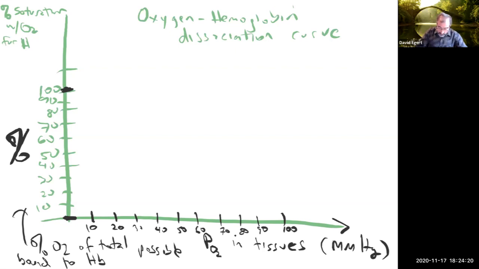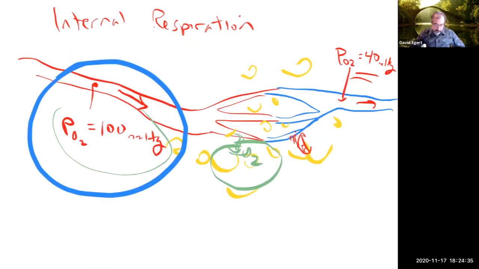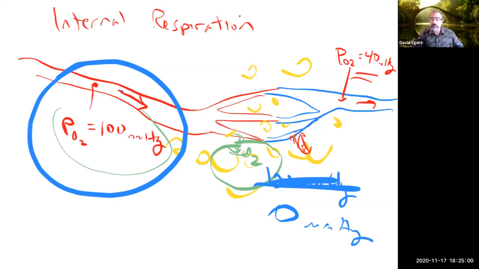So let's now do this. We know the blood coming in, let's remember this. Remember that the blood coming into the tissue here has a partial pressure of about 100 millimeters of mercury. So if the tissues were also 100 millimeters of mercury, how much oxygen would the blood give up? None. There'd be no net movement of oxygen. If it was 0 millimeters of mercury out here, how much do you think it would give up? All of it. So perfect, exactly.